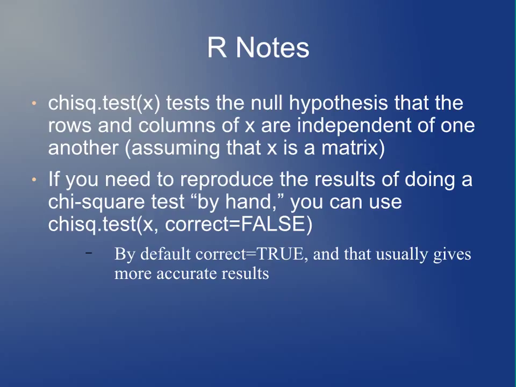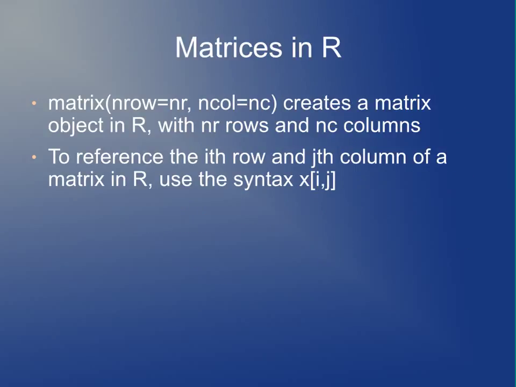A note about matrices in R: the command matrix, where you say nrow equals nr, ncol equals nc, will create a matrix object with nr rows and nc columns. To reference the ith row and jth column of a matrix in R, you can say x bracket i comma j. Then you can either extract the ith row and jth column, or assign a certain cell a certain value.